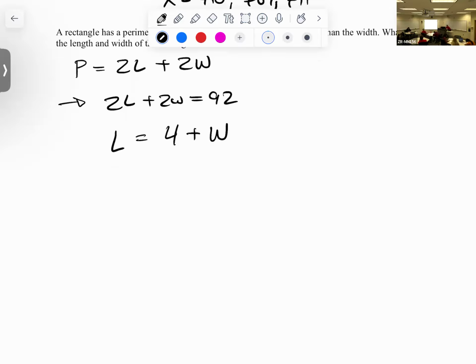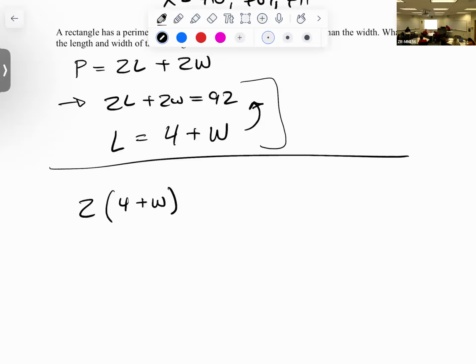And then with this, all right, does anyone remember, I have 2 equations with 2 unknowns. Does anyone remember how we do this? Replace one. Yeah, L equals. I'm going to put this guy, since that one's the easy one, into the big one. So 2, I'm going to replace L with 4 plus W, plus 2W equals 92.